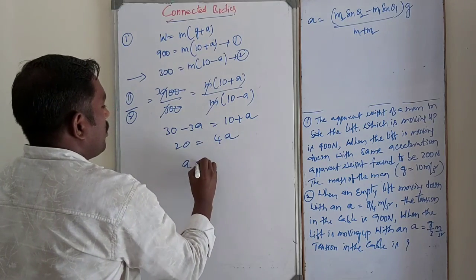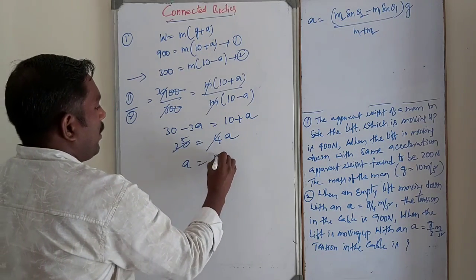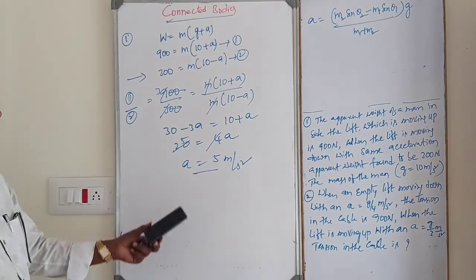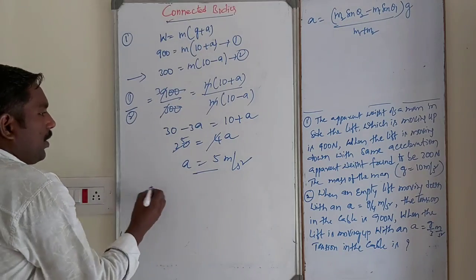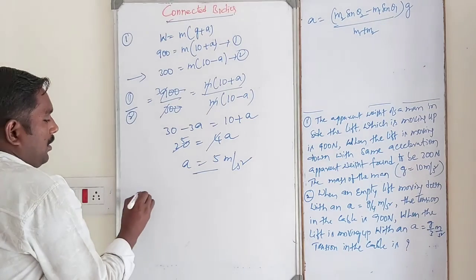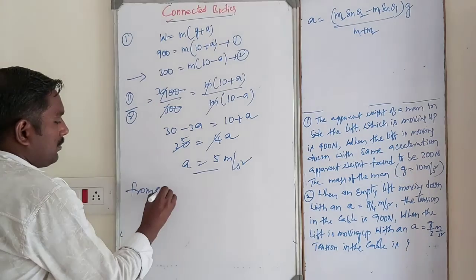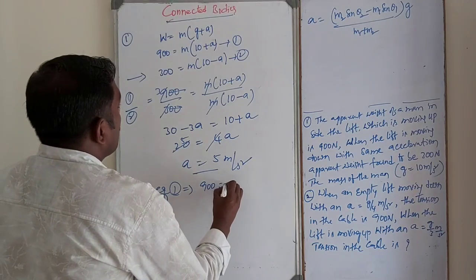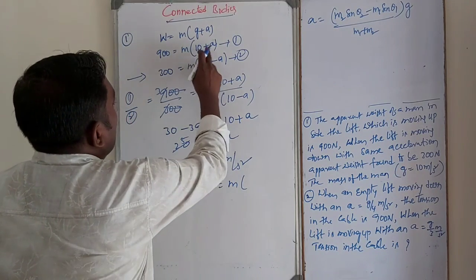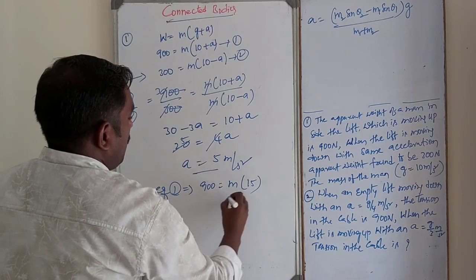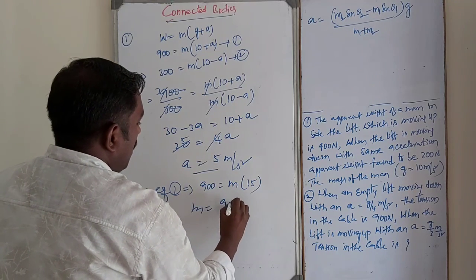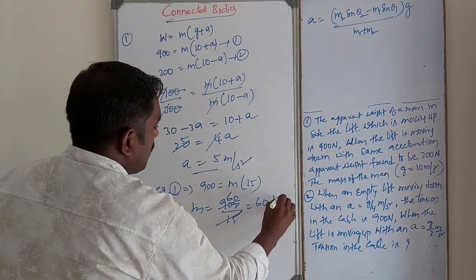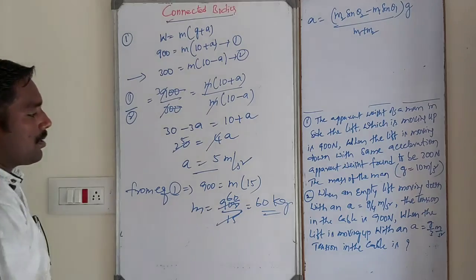a is equal to 5 meter per second square. This is the acceleration of the system. Substituting the a value in equation 1 or 2, we will get the mass. So from equation 1, 900 is equal to m into (10 plus 5), that is 15. m is equal to 900 by 15, so 60 kg. The mass of the person is 60 kg.